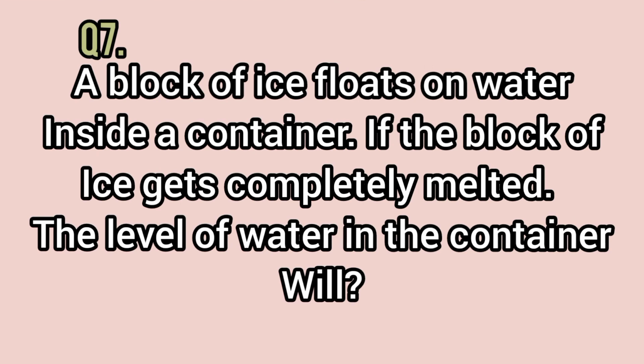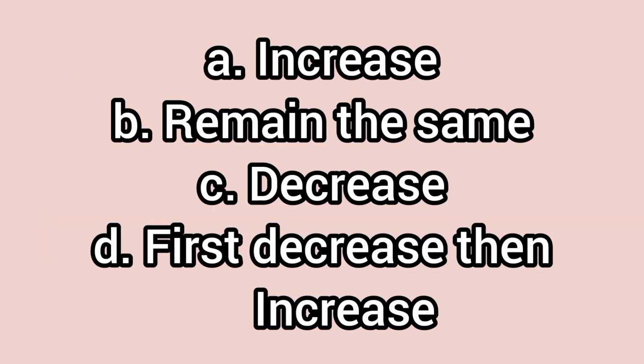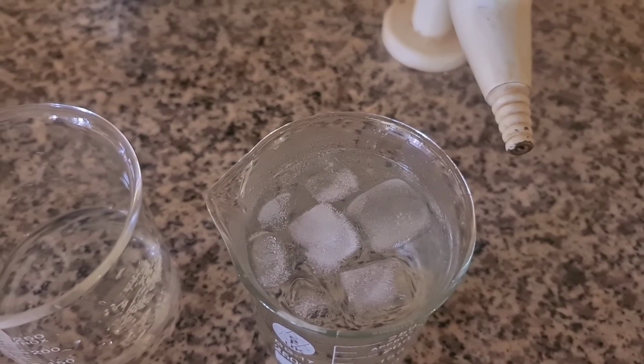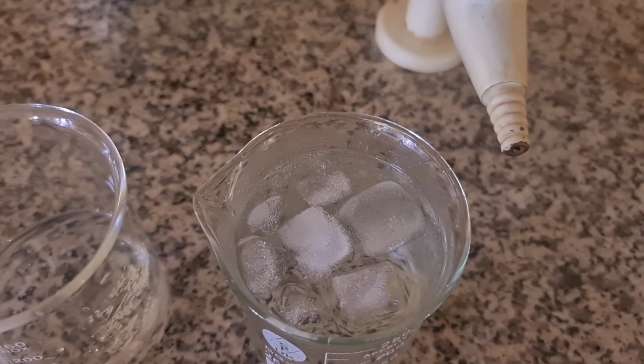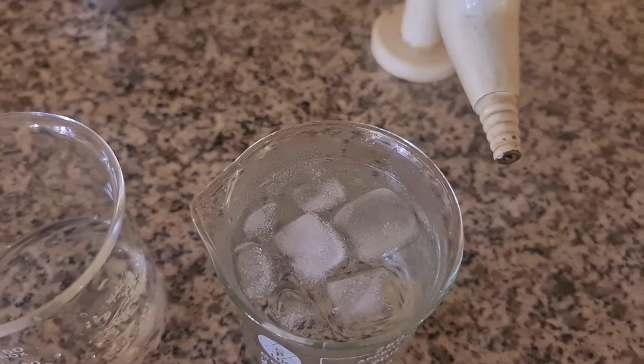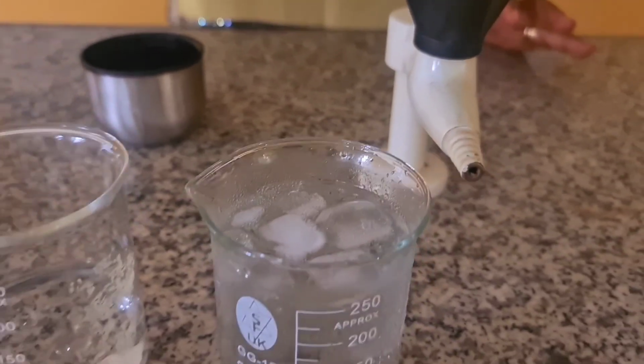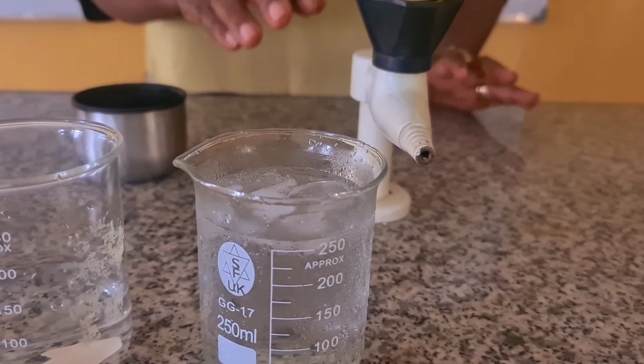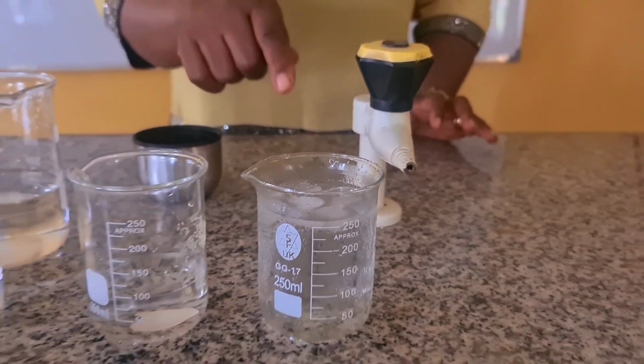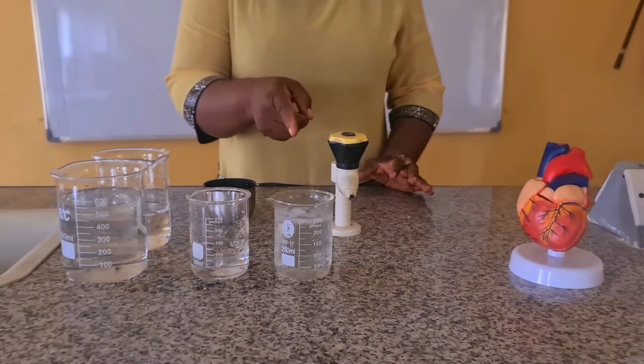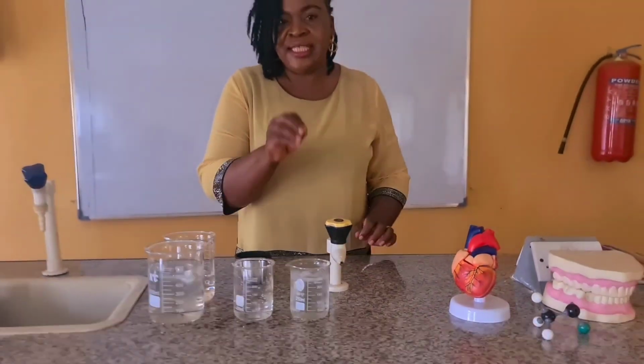Block of ice floats on water inside a container. If the block of ice gets completely melted, the level of water in the container will dash. A, increase. B, remain the same. C, decrease. And D, first decrease and then increase. Okay, to understand this question, we first of all look at this beaker, see the ice floating on water. Now, by the time it gets completely melted, the question is asking us whether the volume of this water will increase, decrease, or remain the same.